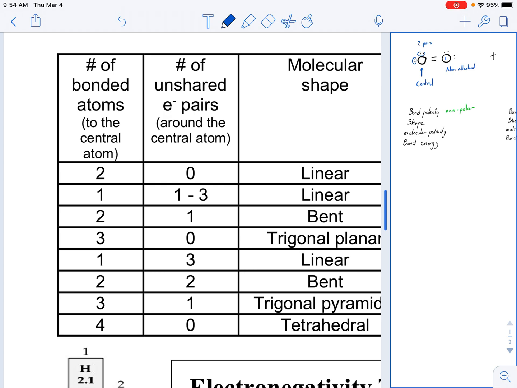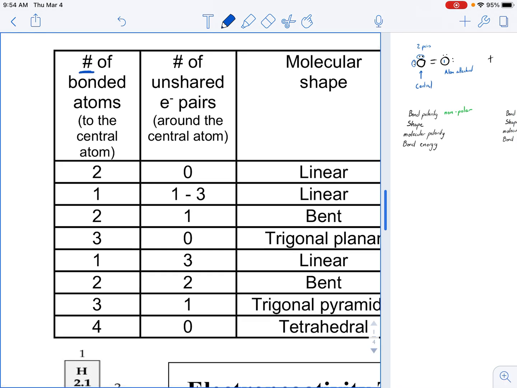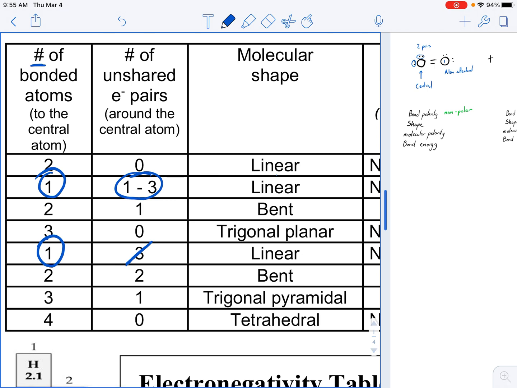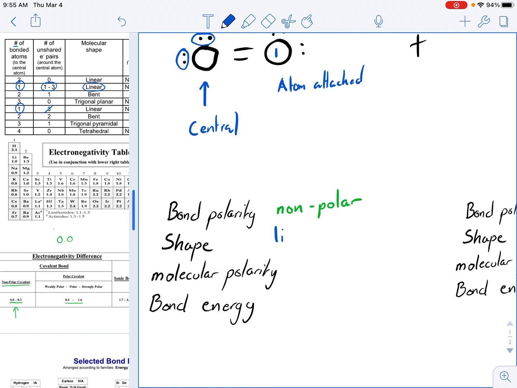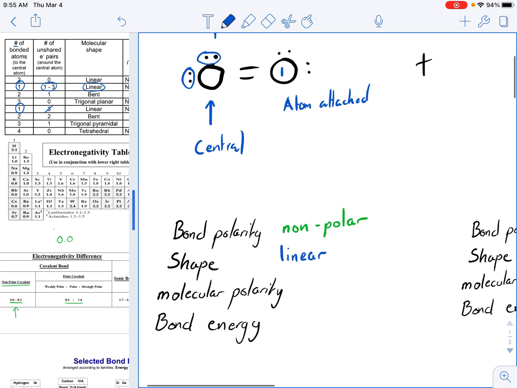The first thing in the chart is the number of atoms bonded. We have 1 atom bonded, so it's going to be either this one or this one. There's 1 atom attached. Now I'm looking for the unshared pairs. There were 2 unshared pairs. So it's not going to be this one because that one says 3. This one says 1 to 3, so it's going to be this one. Then we can look at what the shape is. Okay, the shape is going to be linear. So we just write down, this is going to be linear. Great. So we've done step number 2.